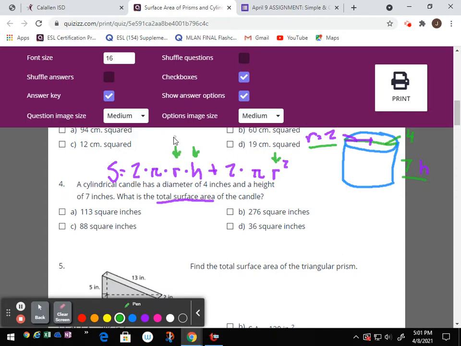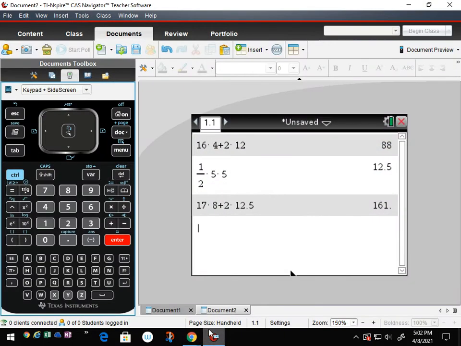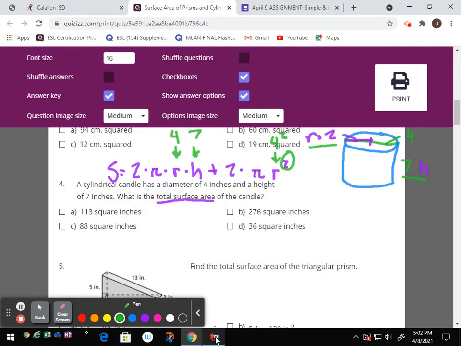So we're going to plug in 4 for our r's, okay? So we have 4 and 4. This 4 will be squared though, okay, because we can't forget this squared. And our height will be 7, so we're going to plug in 7 for our height, okay? So we're going to type all this into our calculator, but instead of r's and h's, we're going to put our numbers 4 and 7, all right? So we have 2 times pi times our radius. Oh, sorry, our radius is 2. My bad.